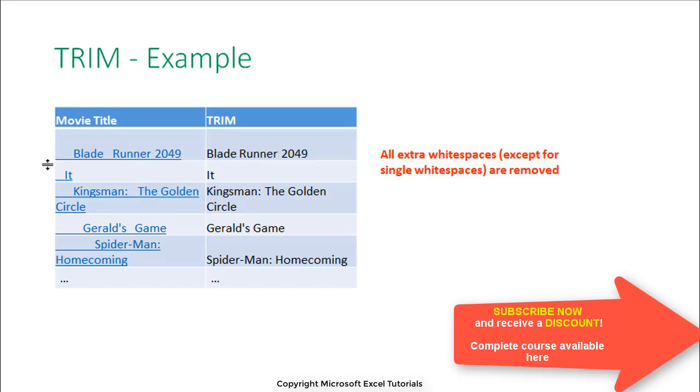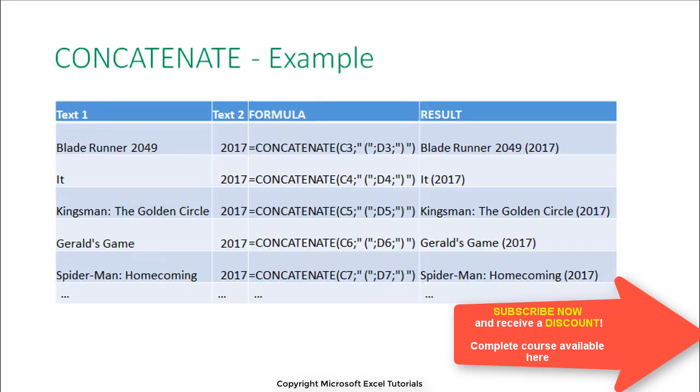As you can see, the movie titles contain some leading white spaces and also additional white spaces in between two words. And after using the trim function, all these extra white spaces are removed, but only the single white spaces are kept. This is an example of the concatenate formula.